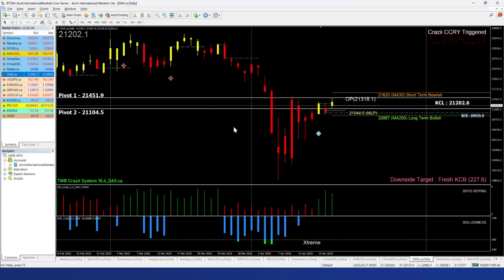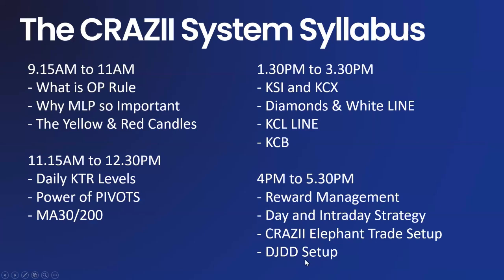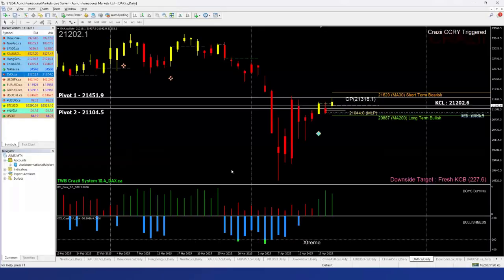Okay, so that will be the part about the elephant trade. So the last one that we're going to cover now will be the DJDD. It's called the Doji Directional Day. Doji Directional Day. So what is it all about? Okay, very simple. Let me just show you a chart and you can understand this very fast.